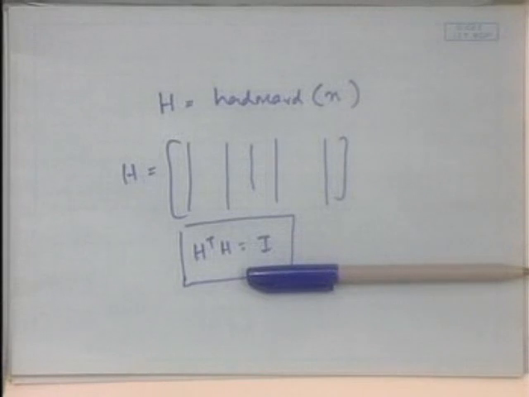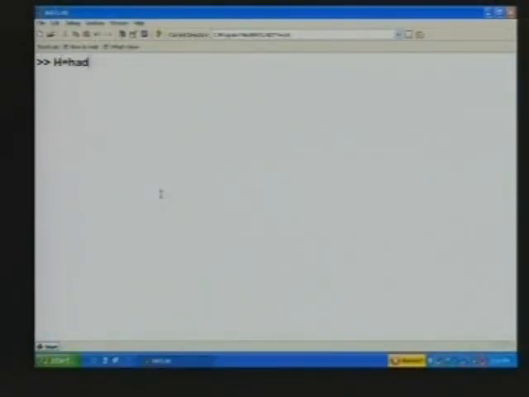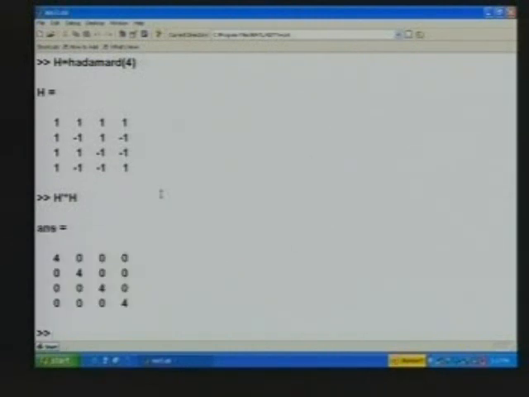You can see here, suppose you look at the screen. So, I will write H equals hadamard(4). You can see this is a symmetric matrix and H transpose H is equal to the identity matrix. But of course, you have to divide it by the order of the matrix, that is 4. So, that means H transpose H by 4 will give you the identity matrix. So, this is called the Hadamard matrix.